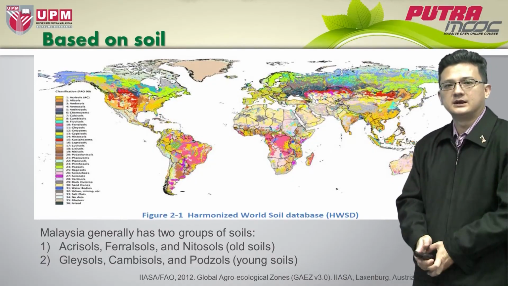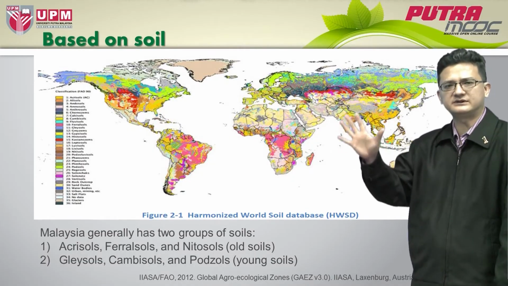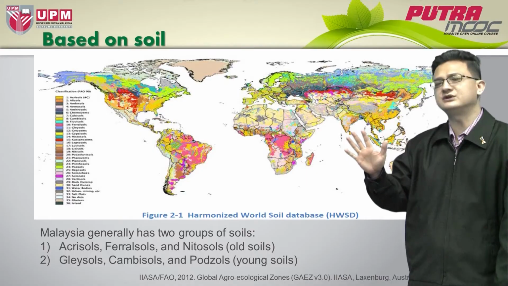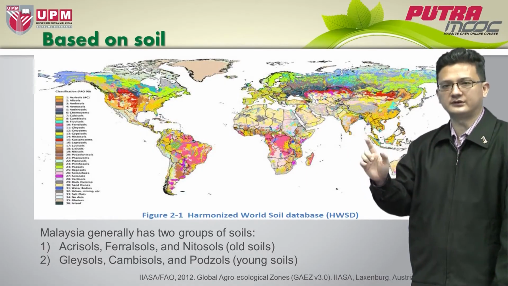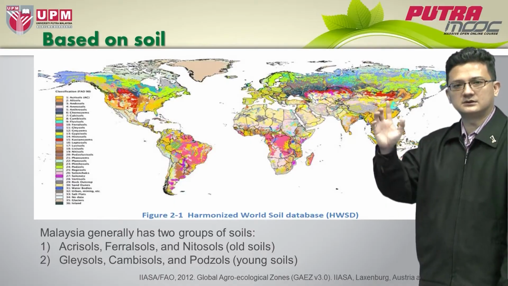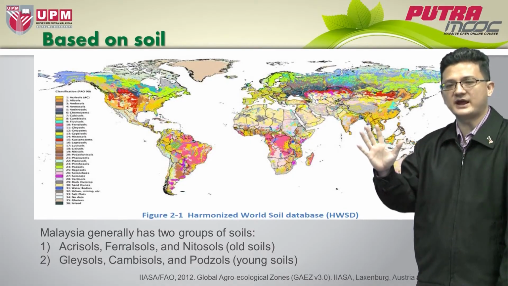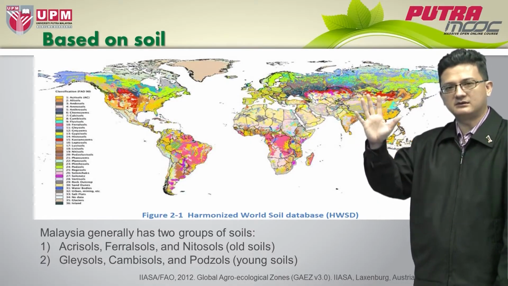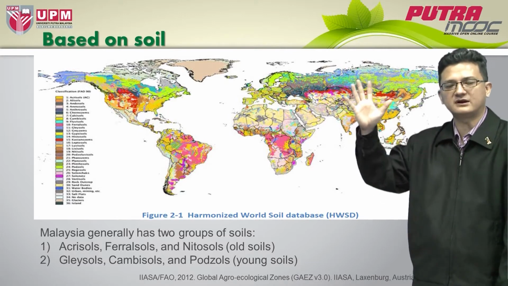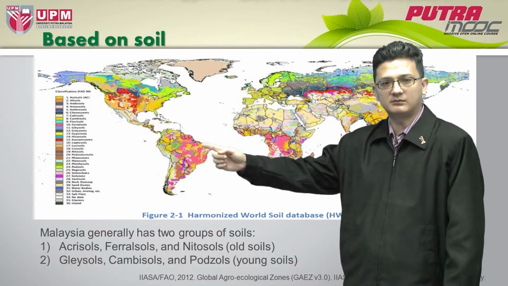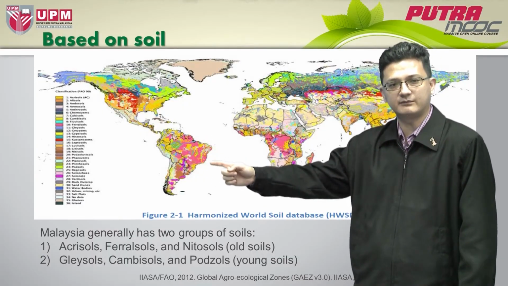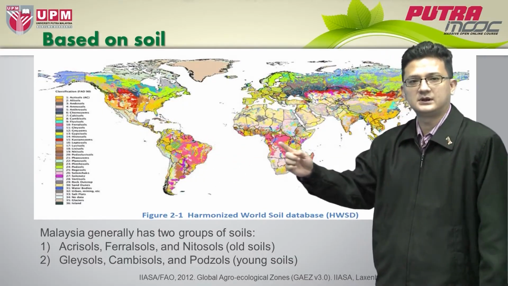Based on soil, it's a rainbow of colors. You can see multiple colors. This goes to show that the world's soils are not uniform. Different areas have different soils. As you can see, it's not so clear like the climate; it's a scattering of colors. South America, you can see multiple colors because they are made up of different types of soils.